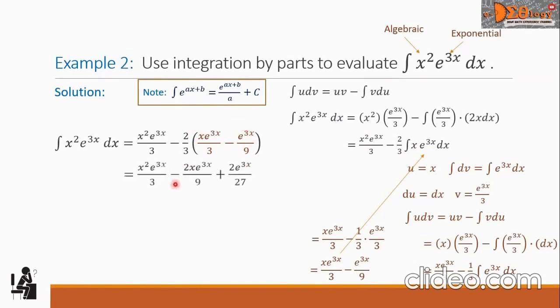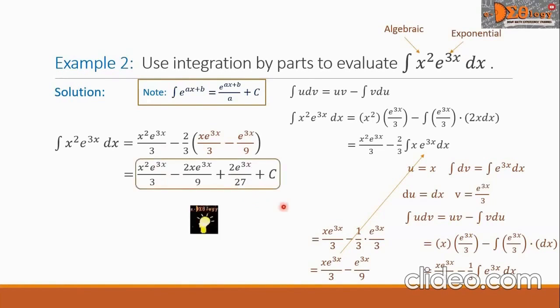So we have now this minus 2x e raised to 3x over 9, then plus 2 e raised to 3x over 27. This expression, there is no change. We just copy from the first line. And from here, we will add the plus c. This is now the final answer.